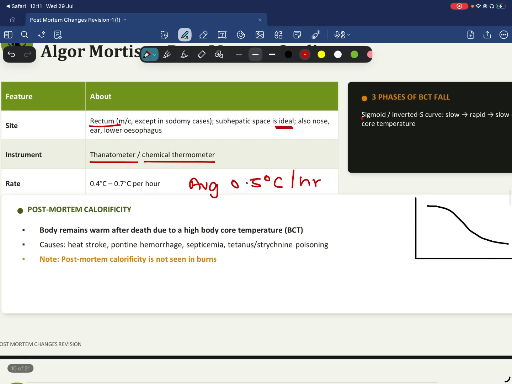Postmortem caloricity is where the body remains warm after death due to high body core temperature. The causes are heat stroke, pontine hemorrhage, septicemia, tetanus or strychnine poisoning. Postmortem caloricity is not seen in burns.